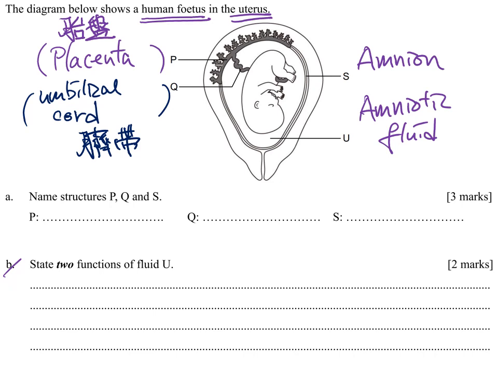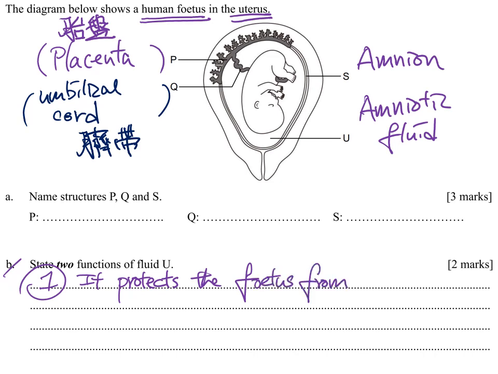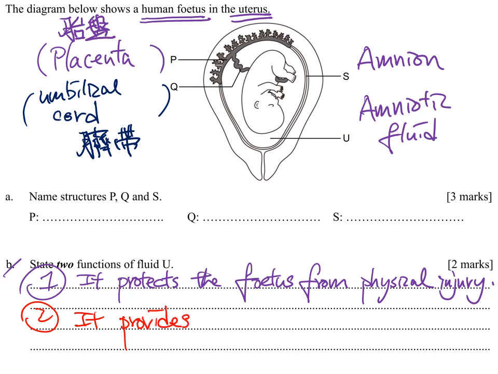Write just any two. For example, you can write number one: it protects the fetus from physical injuries. 保護佢，等佢冇呢個物理嘅衝擊啦. Next, you can tell me number two: it provides stable environment for the fetus development.